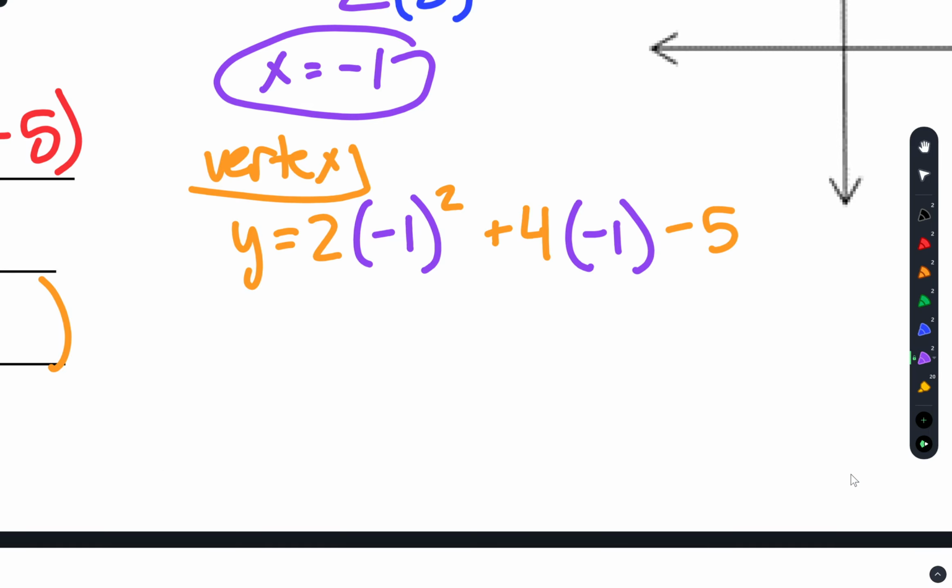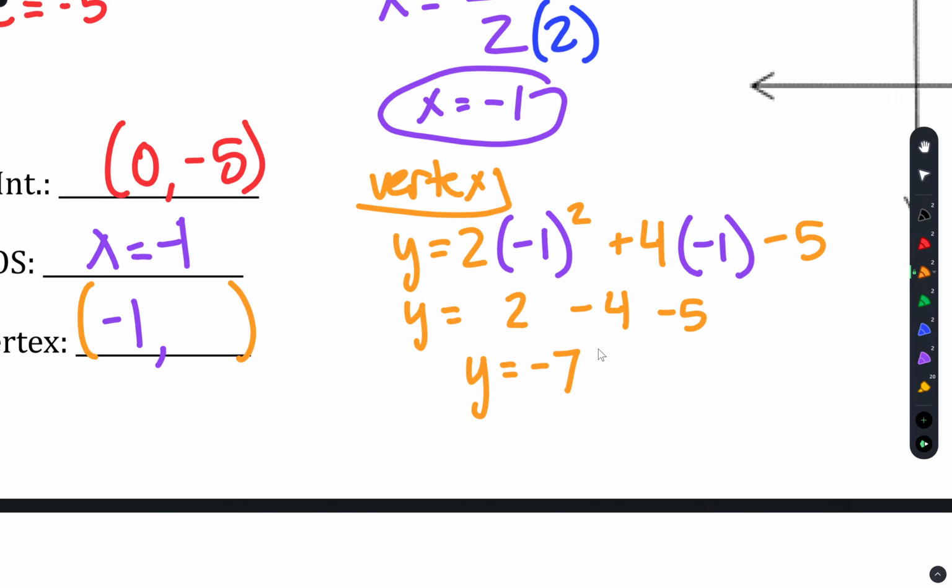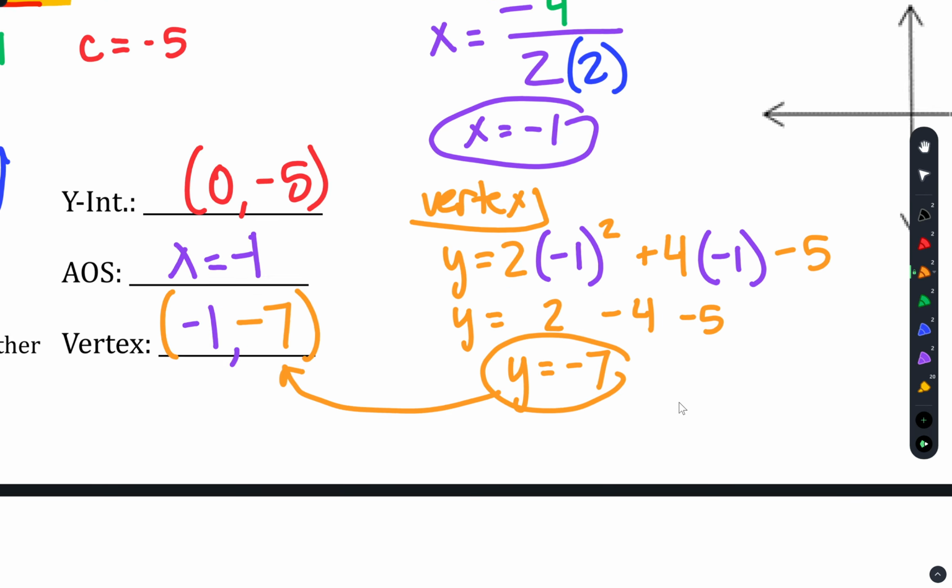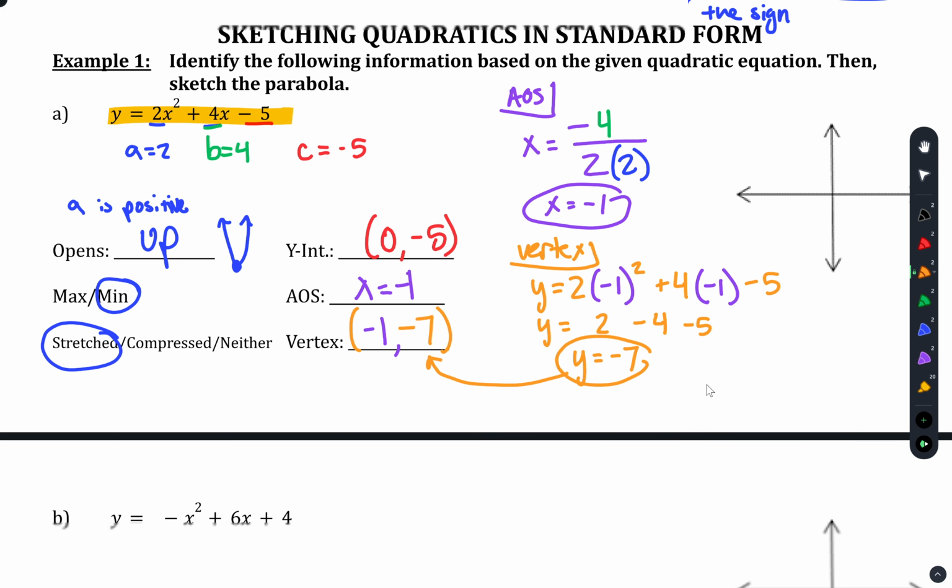So now let's simplify this. Negative 1 squared is 1. 1 times 2 is 2. 4 times negative 1 is negative 4, negative 5. And then I'm going to do my subtraction. 2 minus 4 minus 5 is negative 7. And that is the y value of this vertex. Okay, that was a lot of work.